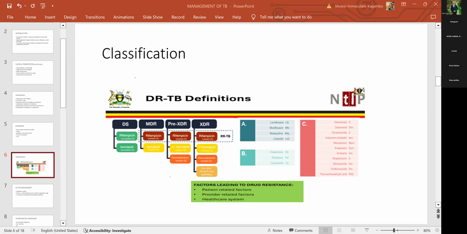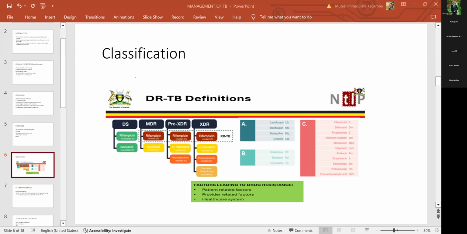And then XDR TB, that is extensively drug-resistant TB. In addition to resistance to rifampicin, isoniazid, and a fluoroquinolone, there's also resistance to one of the main drugs, bedaquiline or linezolid. So you can see in XDR, we're having resistance to 1, 2, 3, 4 drugs. It can even go up to 5 drugs. This is a very deadly TB. The prognosis is very bad. When you contract this kind of TB, the chances are high that you will die.